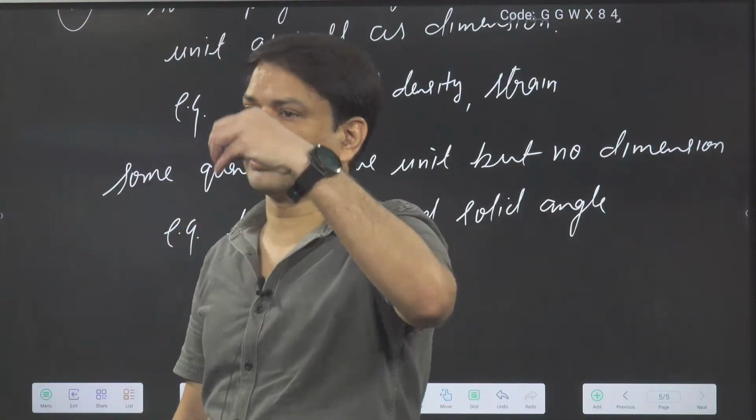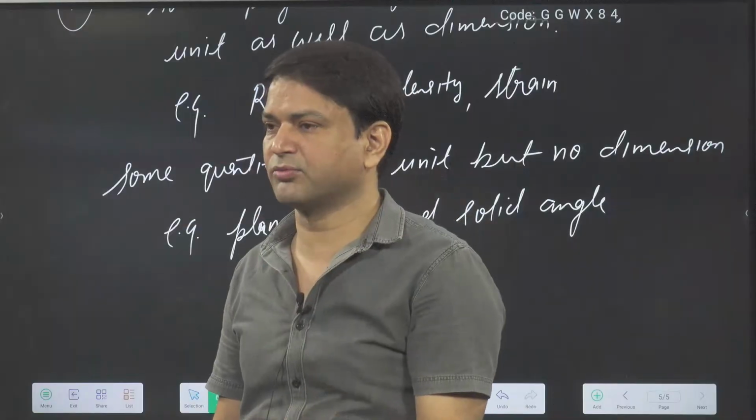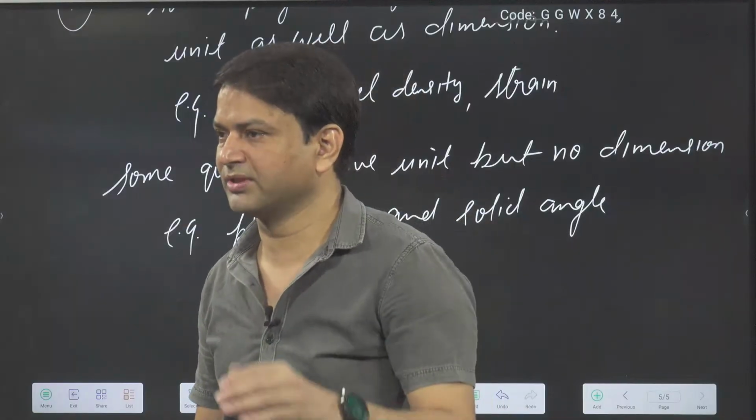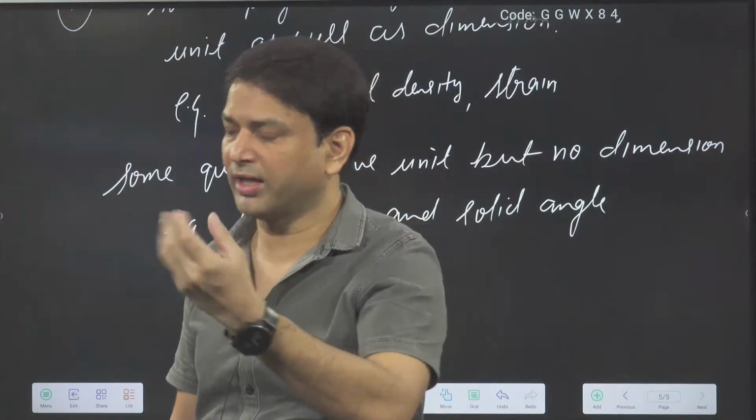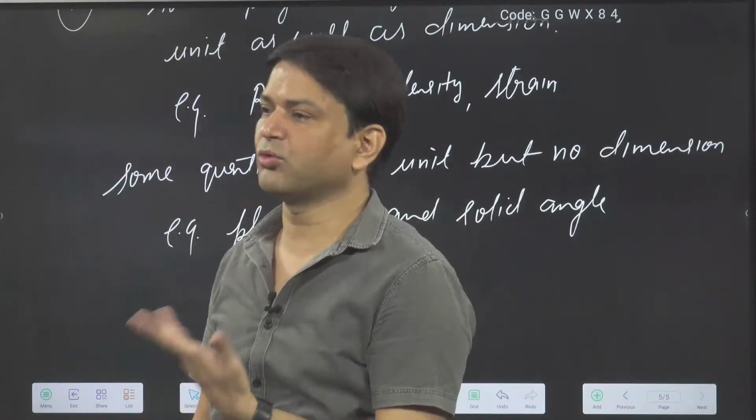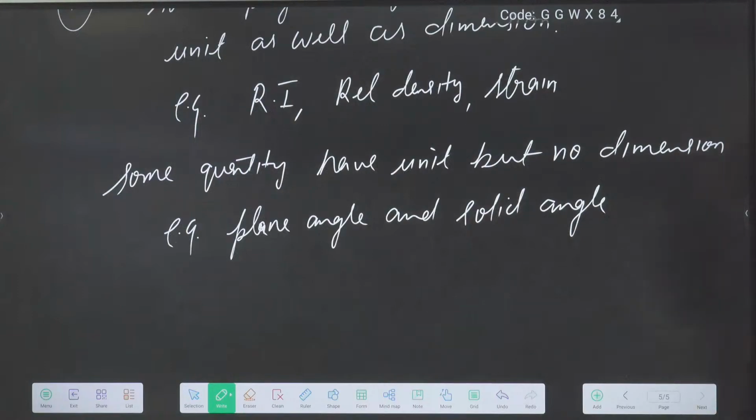because plane angle is arc upon radius. Arc's dimension is L. Radius's dimension is L. So L upon L, no dimension. Similarly, solid angle is area upon R square. Area's dimension is L square. R square's dimension is L square. So they will be dimensionless, but they have the unit.